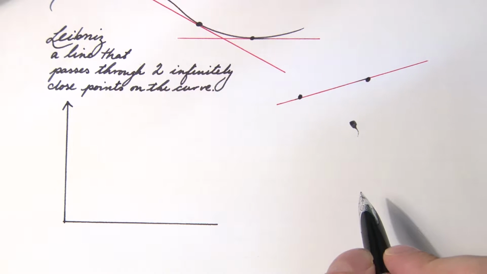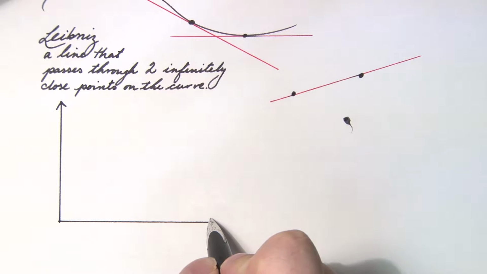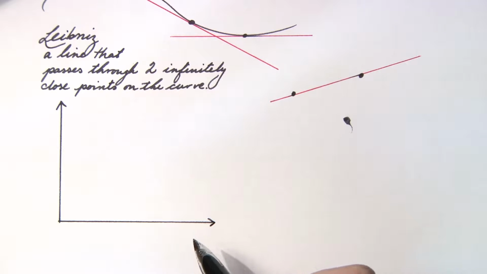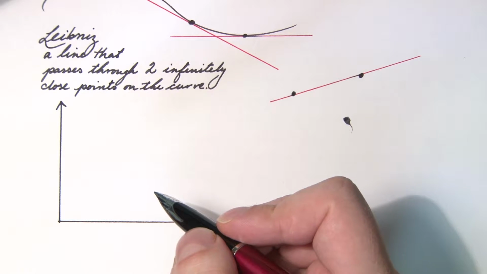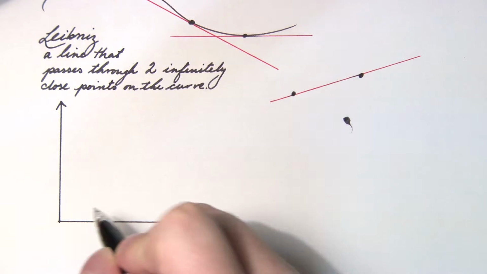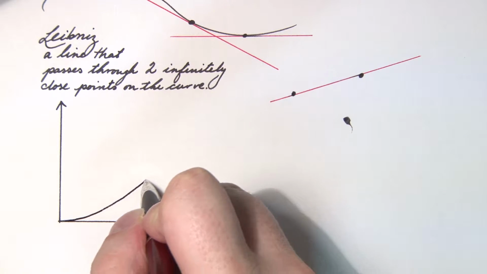So Leibniz kind of knew that. He's working with a geometric idea of what a line is. And so what he does is he lets these two points get really close to one another. And I'll show you what I mean. So we'll take our friends here.